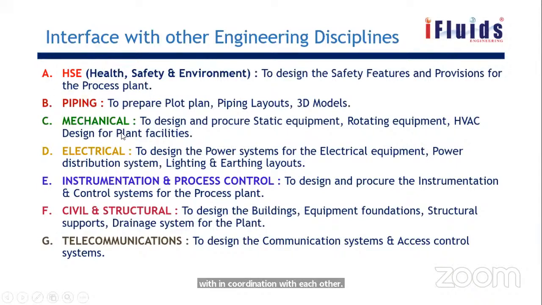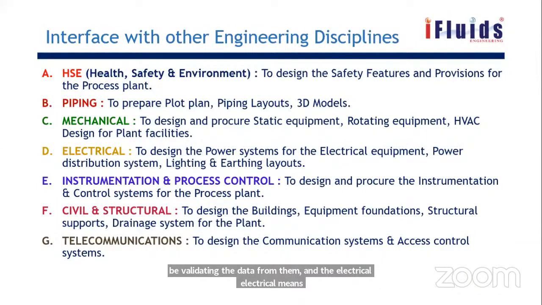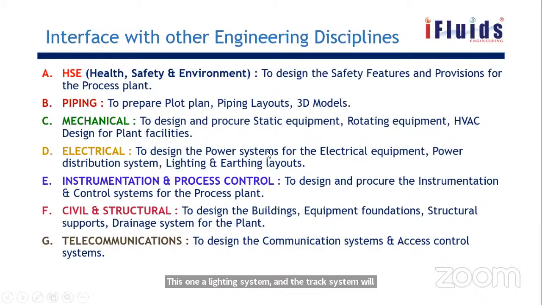And then the mechanical team: all the static and rotary equipment will be handled by the mechanical team. We'll be in coordination with them. We'll give the data to them, and we'll validate the data from them. And the electrical team: we'll have pumps and compressors, and the plant will have a lighting system and an HVAC system. Those things will be carried out by the electrical team. Each equipment will have earthing protection, and lightning protection will be there for each plant or for a common set of units.